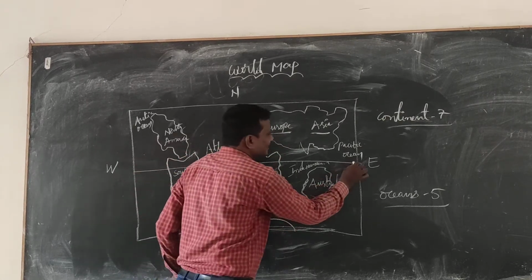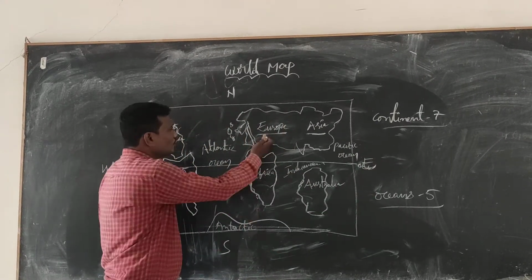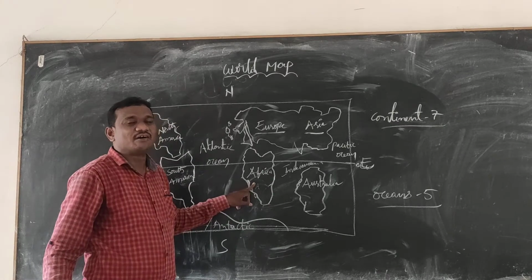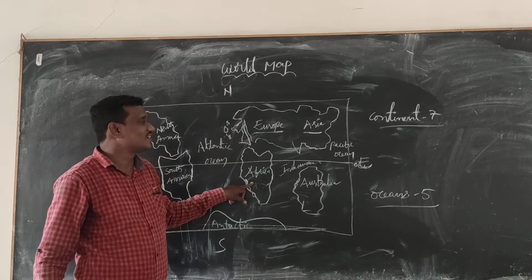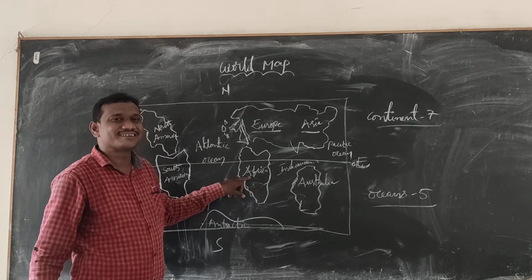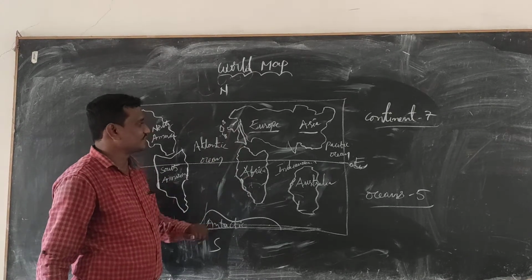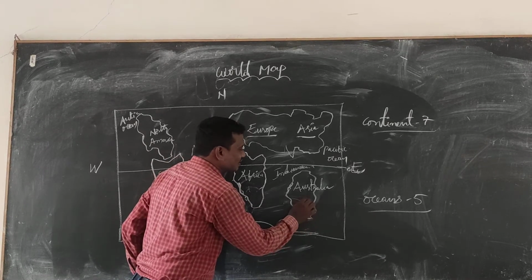Yeah, it is the 0 degree equator. Europe down, Africa. Africa is also known as the dark continent. It is the second largest continent in the world. Africa is the dark continent. And next one, Africa's opposite, east corner, that is Australia.